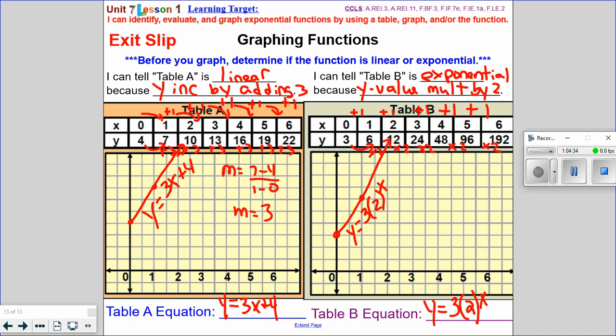Second one, you can tell table B is exponential because every y value is multiplied by 2. All right, so obviously 6 times 2 is 12. 12 times 2 is 24. And the equation, remember, the exponential equation is y equals a times b to the x. Right? So a is the initial value. The initial value is 3 because x is 0, and the other number right there is 3. So that's the initial value. The b is whatever the y value is being multiplied by, and in this case it's 2 to the x power, and that is basically it.